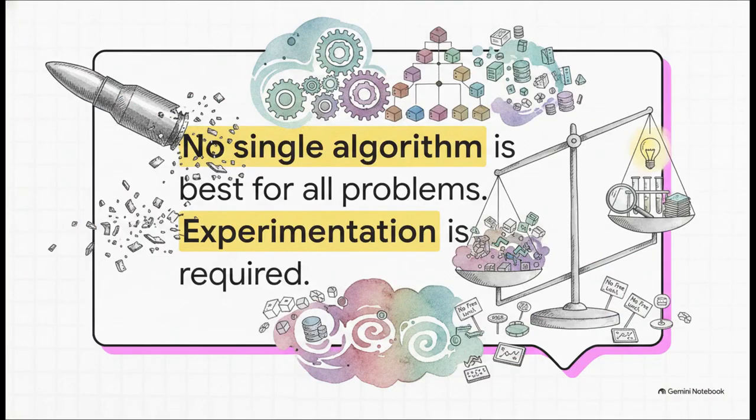But as you well know, just like managing complex IT infrastructure, there is no silver bullet here. And that brings us to a really fascinating concept called the no free lunch theorem. Basically, it states that no single algorithm is best for all problems, period. Choosing the right algorithm depends entirely on your data type, how much data you have, and the highly specific problem you're trying to solve. Because of this, rigorous, continuous experimentation is always required in ML.